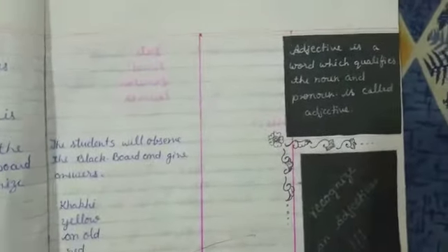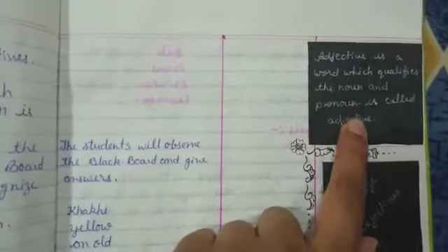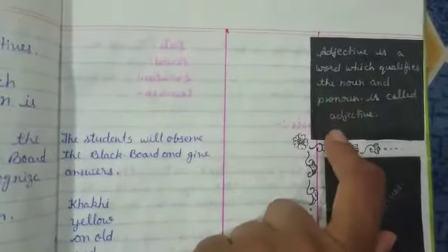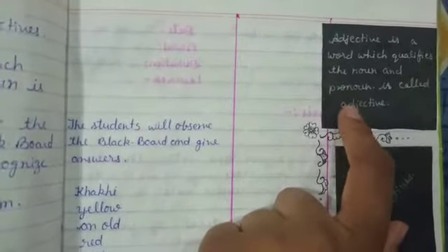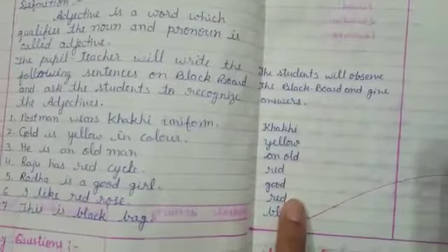Now we have the Blackboard activity. The pupil teacher will write the definition of adjective on the blackboard so that the student can copy. This is an exercise that the pupil teacher will do with the students. These are the questions that will be written on the board, and this is what the students will answer.